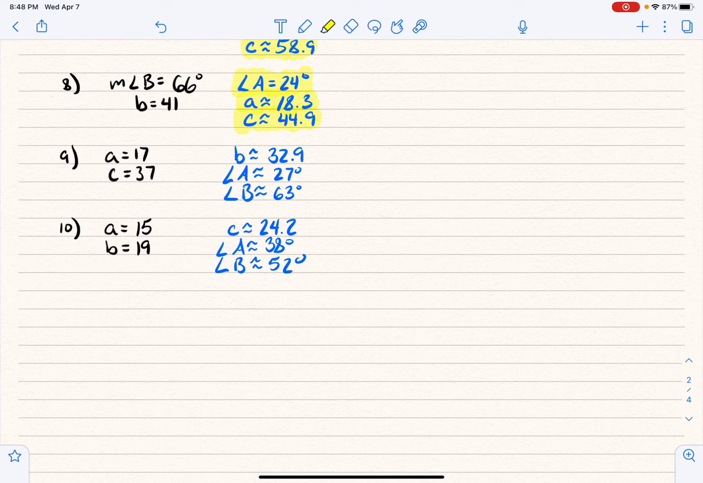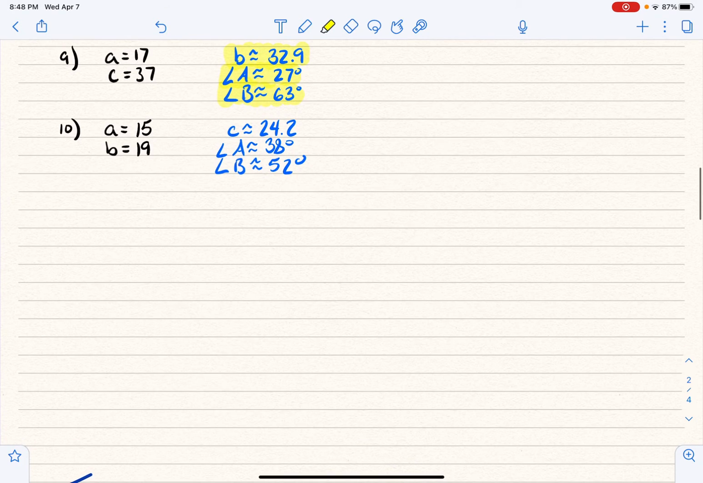Okay. And last two, you're given just two sides of the right triangle. So you use the Pythagorean theorem to figure out the third side. So B would have to be about 32.9. And then using those and some inverse trig functions, I can figure out that the measure of angle A is about 27. Measure of angle B is about 63 degrees. For number 10, if you use Pythagorean theorem to figure out that C is about 24.2, measure of angle A is about 38 degrees, measure of angle B is about 52 degrees.